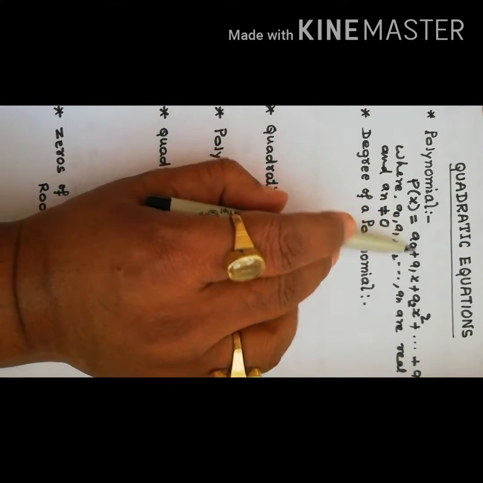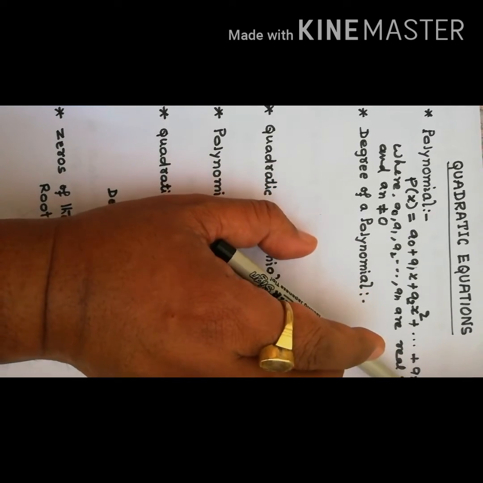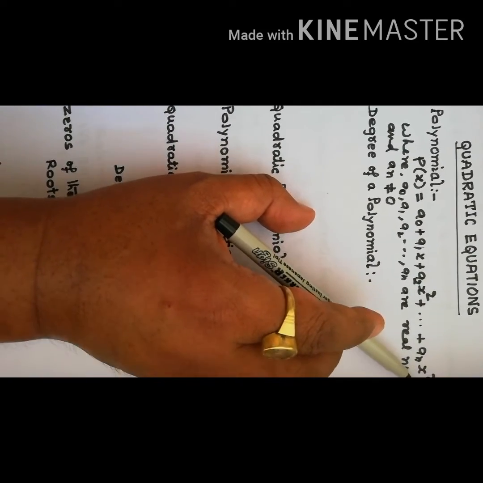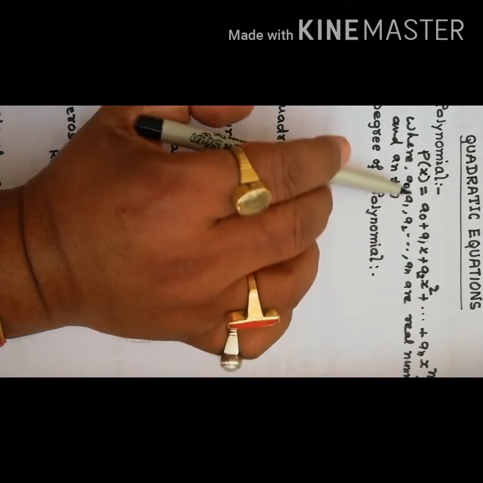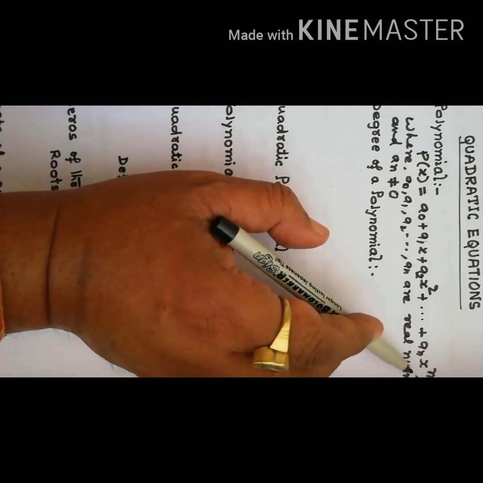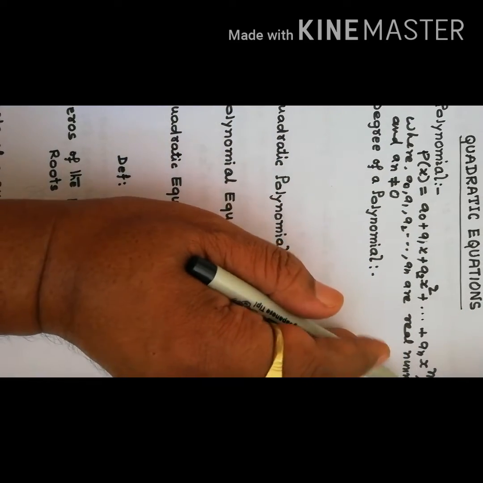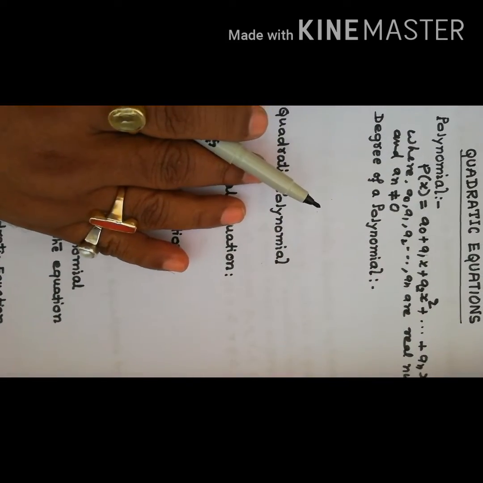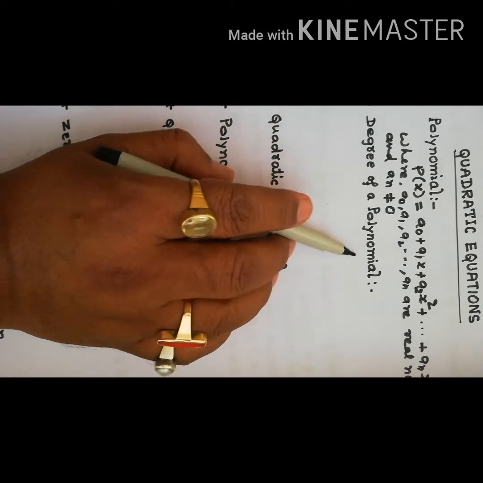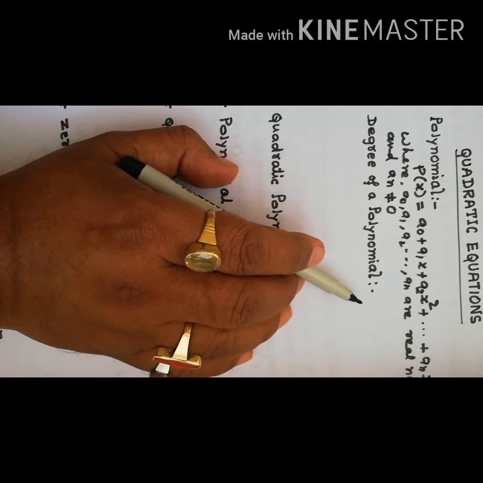And since the highest power of the variable term of this polynomial is n, because x to the power n is given, the highest power of this polynomial is n, therefore the degree of this polynomial is n. So this polynomial is of degree n. So what is the degree of the polynomial? Degree of the polynomial is the highest power of the given polynomial.